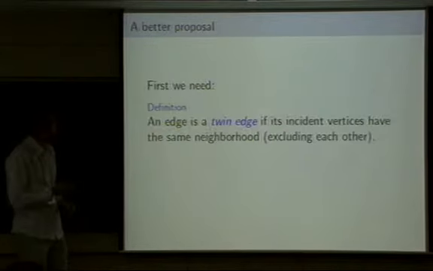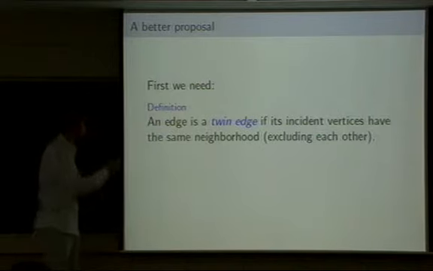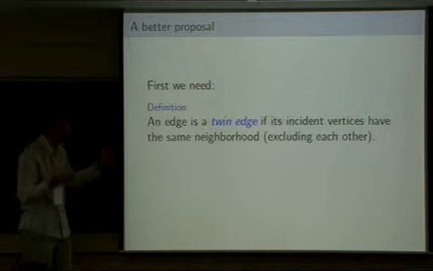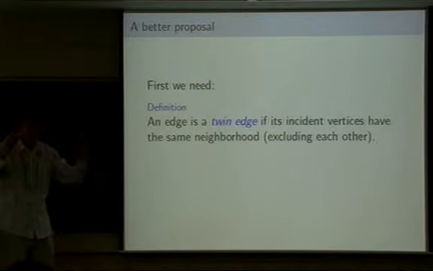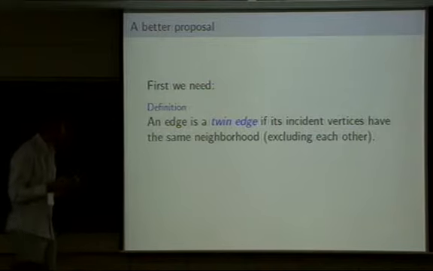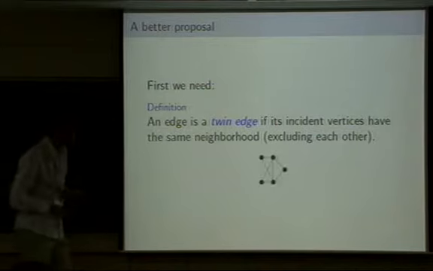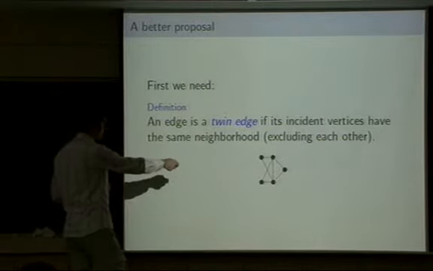So I'll show an alternative, but before I do that, I just quickly introduce what's a twin edge. And that's easy. It's simply an edge is a twin edge if both of its vertices have the same neighborhood, basically. I'll show this. For instance, does it work? Yeah, it does. This is a twin edge because these two vertices have the same neighborhood, excluding each other.